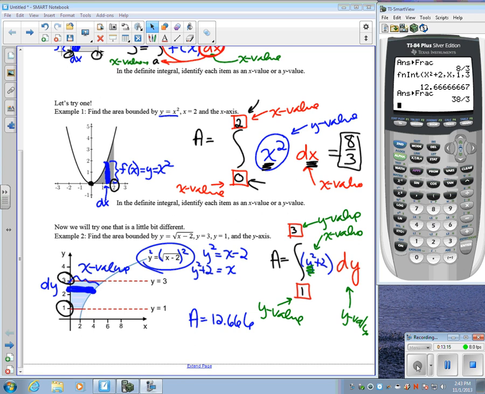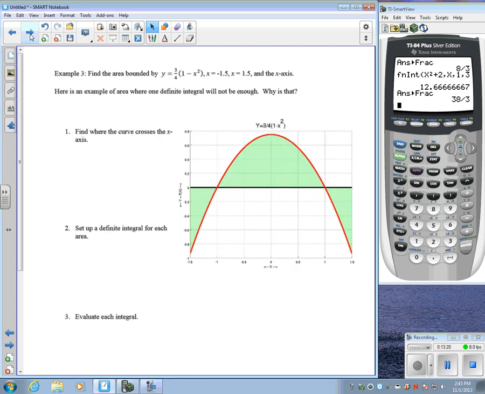Next example that we have, now we are trying to find the area that is bounded by this parabola, the line x is equal to negative 1.5, and the line x is equal to 1.5, and the x-axis. So this is an example where we can't just use one definite integral.